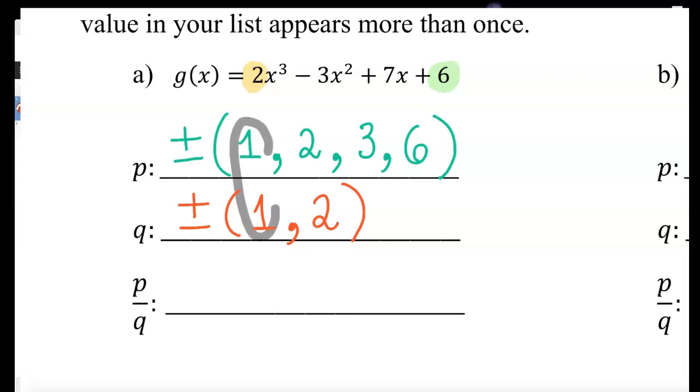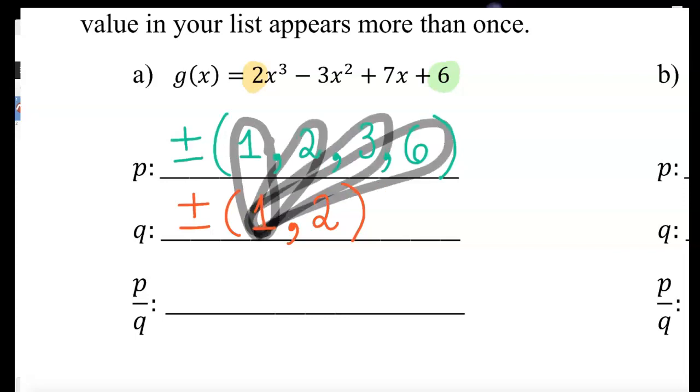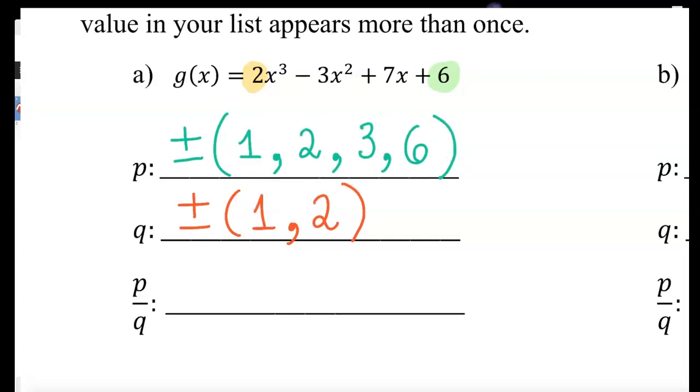So I'll do 1 divided by 1, 2 divided by 1, 3 divided by 1, and 6 divided by 1. But dividing anything by 1 is just itself, isn't it? So what I will have is this. I will have plus or minus 1, 2, 3, and 6. Basically just writing the p's all over again because I'm just dividing them by 1.